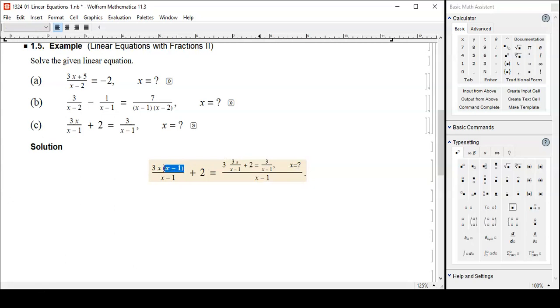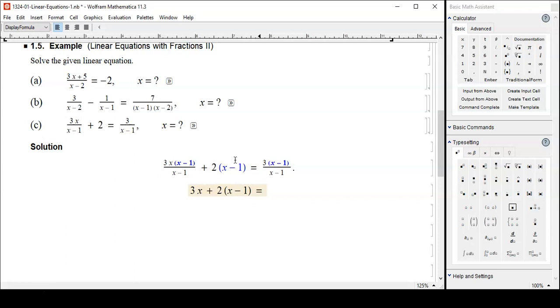Multiply, oh, wrong key. And then multiply by x minus 1. Don't forget to multiply the same thing to the integer part. You have to distribute this to each term. Okay, do not break up the parentheses. X minus 1 over x minus 1, that simplifies into just 3x. And then the right hand side, x minus 1, this simplifies into 3.